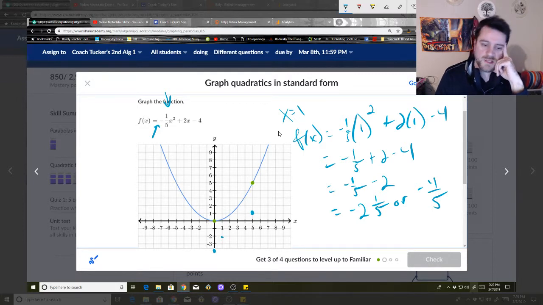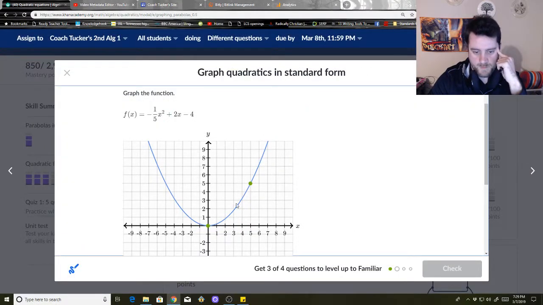Okay, but again, you already technically have enough points because here's going to be your vertex, and this is going to be your point you put there. Okay, so let's just go ahead and plot them.